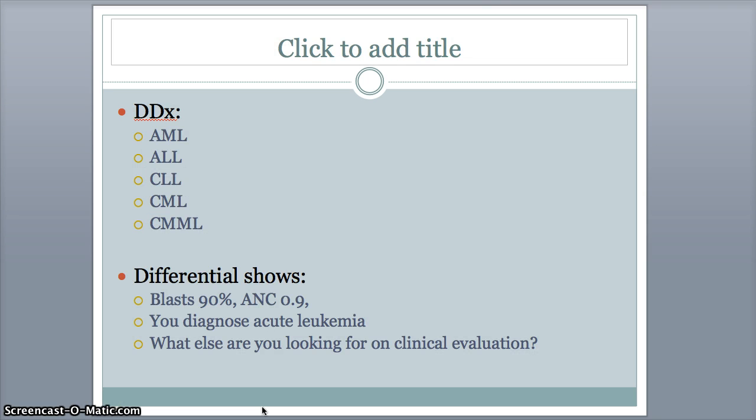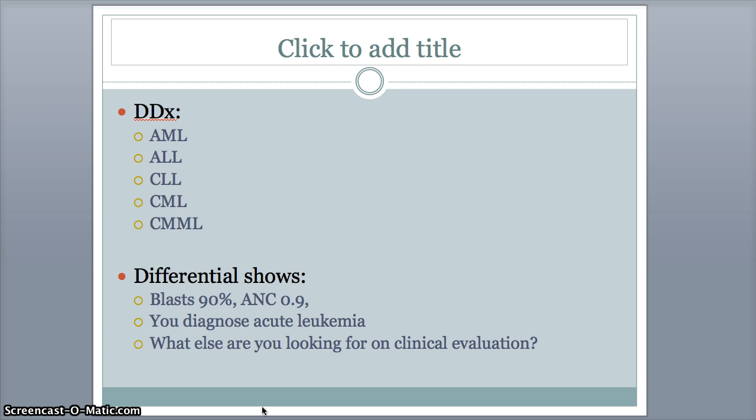So, as you've probably come up with, the differential diagnosis would include some acute leukemias and some chronic leukemias, because we don't know whether or not that white count of 200 is made up of immature or mature cells at this point. So the differential would include acute myeloid leukemia, acute lymphoblastic leukemia, chronic lymphocytic leukemia, chronic myelocytic leukemia, and less commonly, but still to be included in the differential, chronic myelomonocytic leukemia.